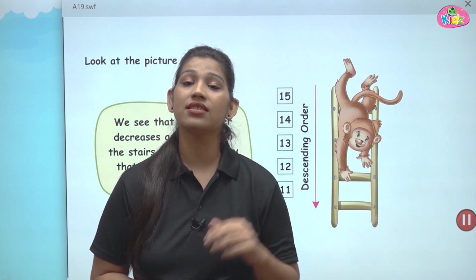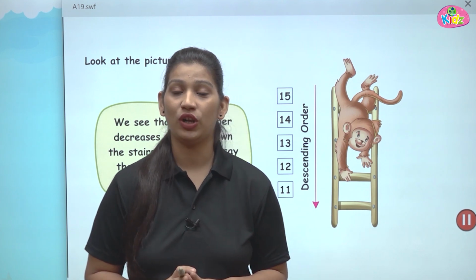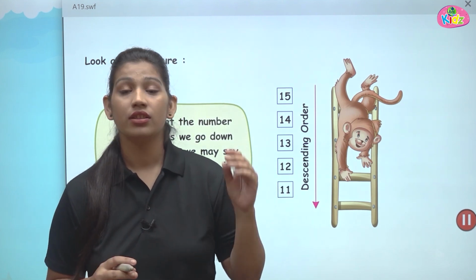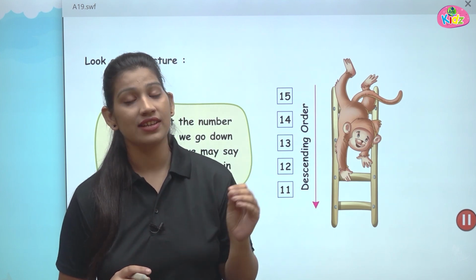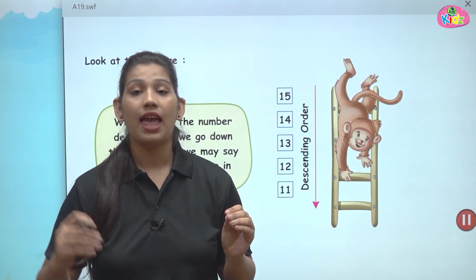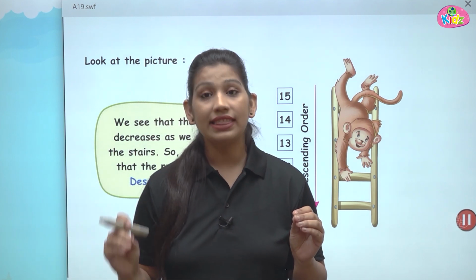Ascending order means small to big. Descending order means big to small. You have to find out the smallest number in ascending order and write it first. Then follow the pattern. And in descending order, you have to find out the biggest number and then follow the pattern.